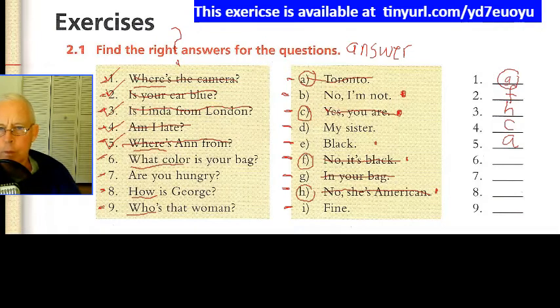Number 6, WH again. What color is your bag? Well, you're looking for something with a color, so very good. Black. What color is your bag? Black, or it's black, or my bag is black.